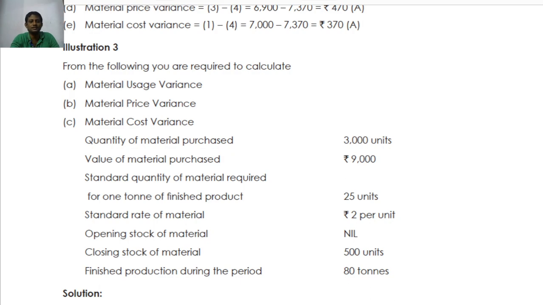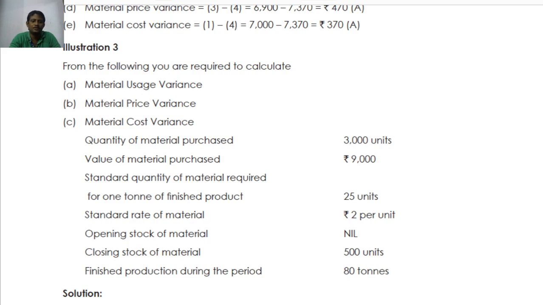Then standard rate is given. Standard rate is how much? 2 rupees per unit. Opening stock of raw material, they don't have any. Closing stock of raw material how much? 500 units. Finished production during the period: 80 tons. What is the output? 80 tons they produced.